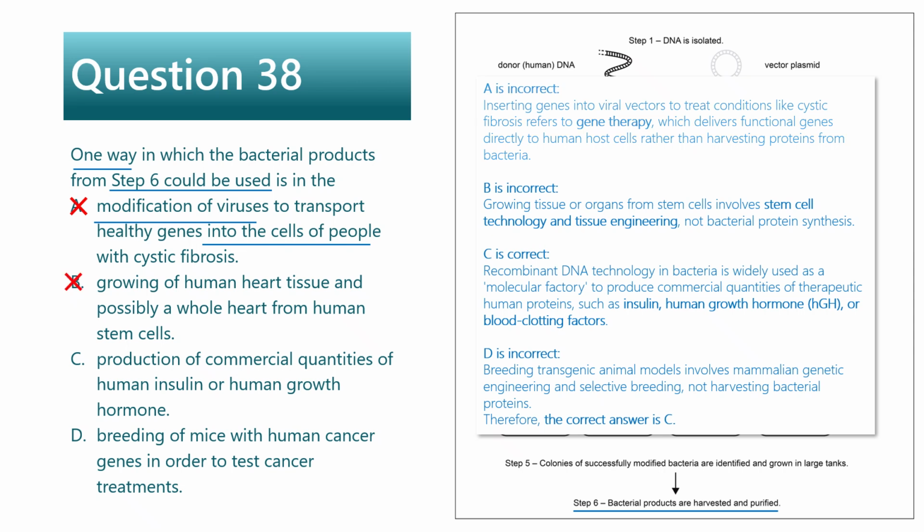Growing tissue or organs from stem cells involves stem cell technology and tissue engineering, not bacterial protein synthesis. C is correct. Recombinant DNA technology in bacteria is widely used as a molecular factory to produce commercial quantities of therapeutic human proteins, such as insulin, human growth hormone, HGH, or blood clotting factors. D is incorrect. Breeding transgenic animal models involves mammalian genetic engineering and selective breeding, not harvesting bacterial proteins. Therefore, the correct answer is C.